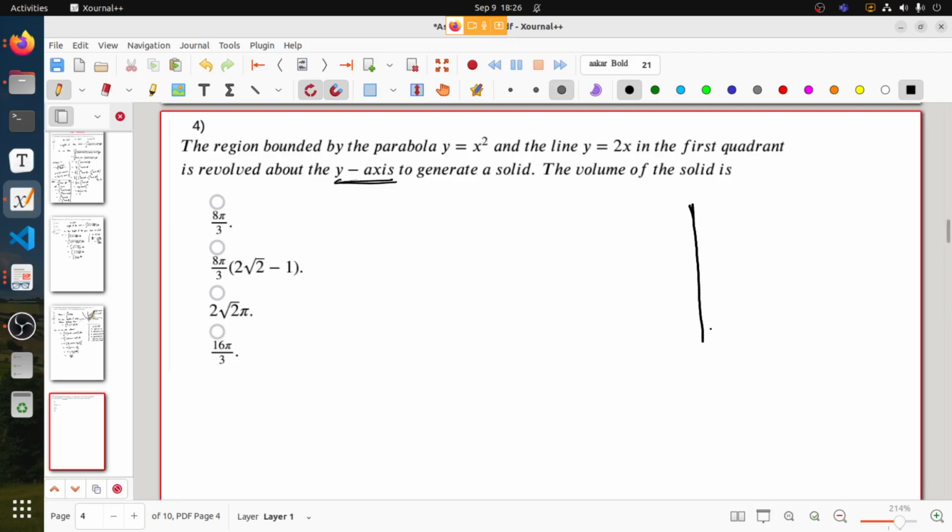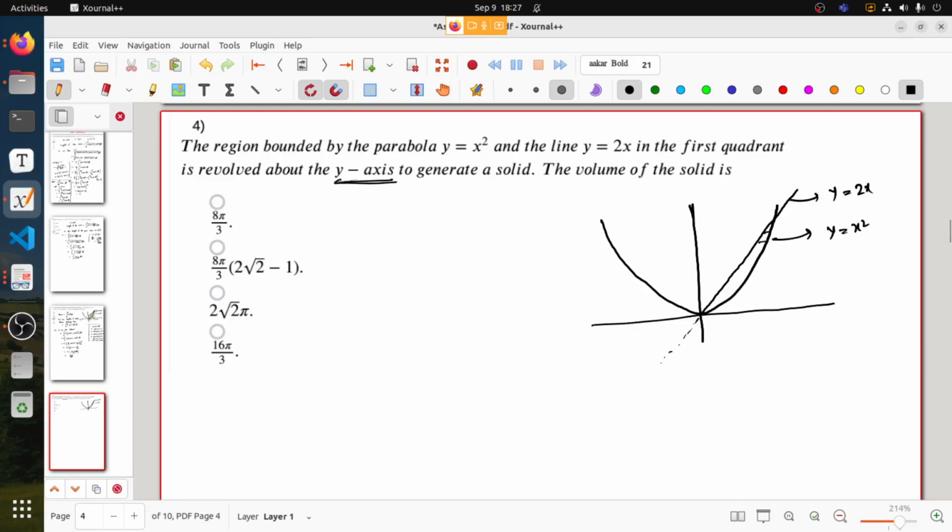So if you draw it, y equals x square is the parabola, and y equals 2x, this line will be like this, right? So this is the y equals 2x line, and this is y equals x square. So you have to find this region, right?